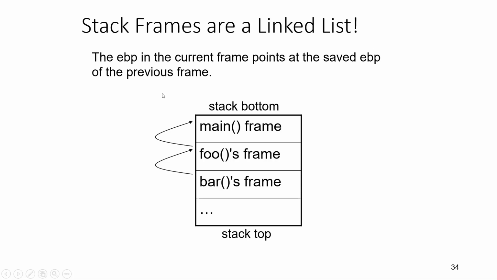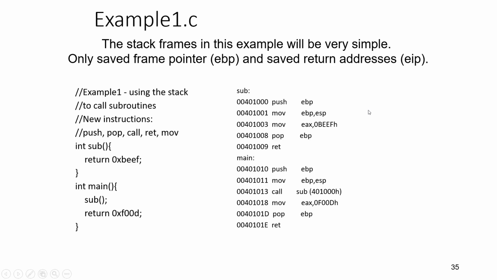In this, stack frames are a linked list. A linked list is a data structure which contains the data and a pointer to the next node, and that's more of a data structures topic. Okay, first you can understand with an example clearly. I have a main function, it will call the sub function which returns beef, and the main function returns food. It's simple.